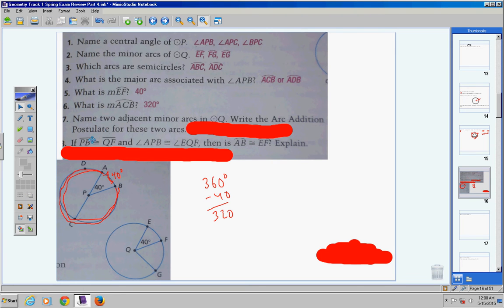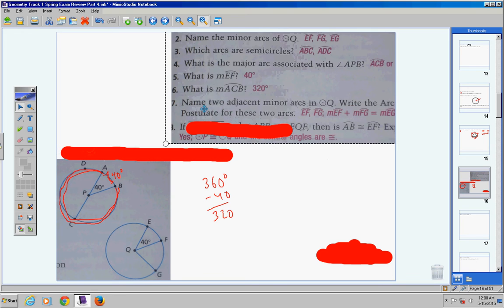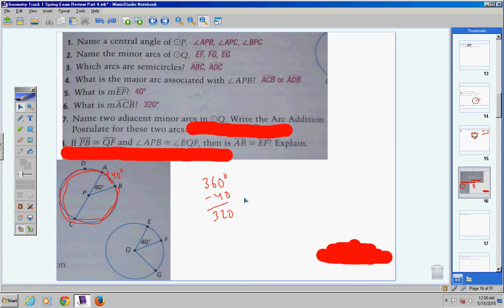Name 2 adjacent minor arcs in circle Q. Alright, 2 adjacent minor arcs. Adjacent means arcs that are side by side, okay? So name 2 minor arcs that are side by side. I'm not worried about writing the arc addition postulate, but name 2 minor arcs that are side by side in circle Q. Well, that would be arc EF and arc FG. They're both minor and they're side by side, so we call them adjacent, okay?